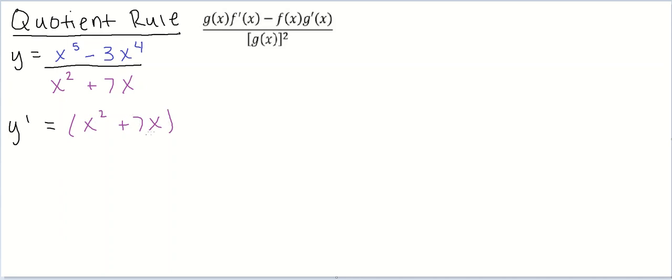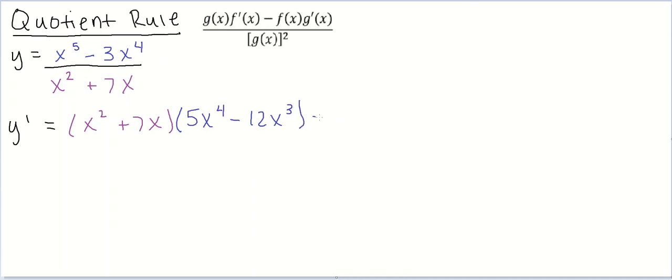And now we need to multiply this by the derivative of the top. So here's where I'm actually taking a derivative. So the top is x to the 5th minus 3x to the 4th, and we need to take the derivative of that. So the derivative of x to the 5th is going to be 5x to the 4th, and then the derivative of 3x to the 4th is going to be 12x to the 3rd. So that is the derivative of the top.